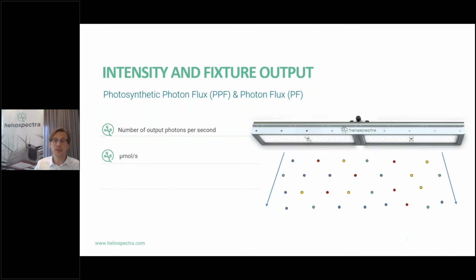And again, the difference between these two, PPF and PF, is the same as before: with PPF, when we have two P's, we are counting PAR only. But when we have PF, only PF, then we are also including the UV and the far red. So be aware which one you are using, and I would encourage you to not be afraid to include the UV and the far red, especially if you are looking at a fixture that has on purpose put such photons in the output, because they are relevant to plants.